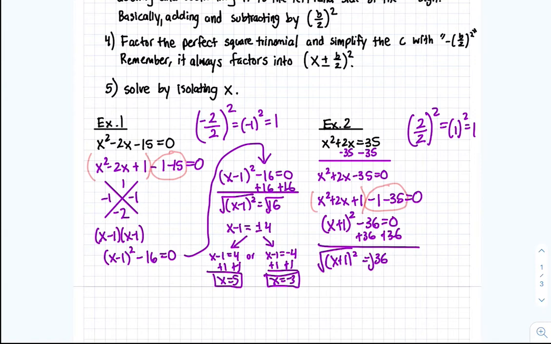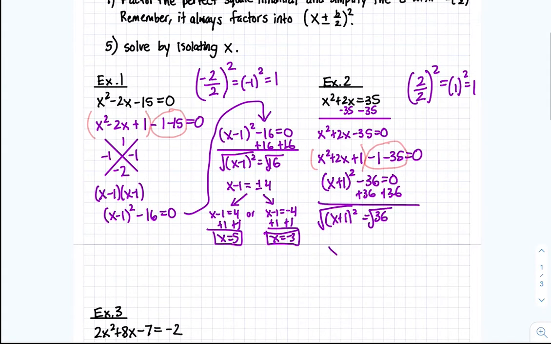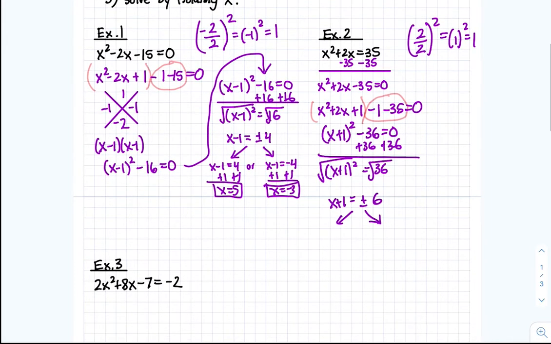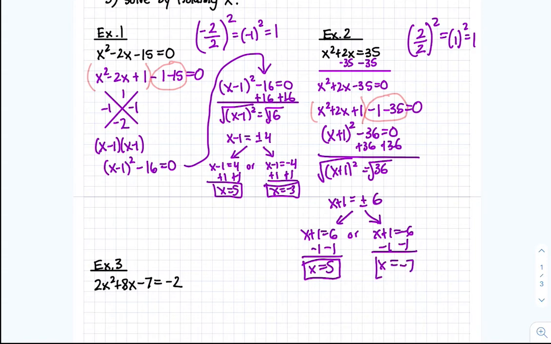Square root both sides, but remember, when you square root, you're going to be getting plus or minus the square root of 36, which is 6. Two equations pop out. x plus 1 equals 6, or x plus 1 is equal to negative 6. And then we just solve from there. So we get x is equal to 5, or x is equal to negative 7.